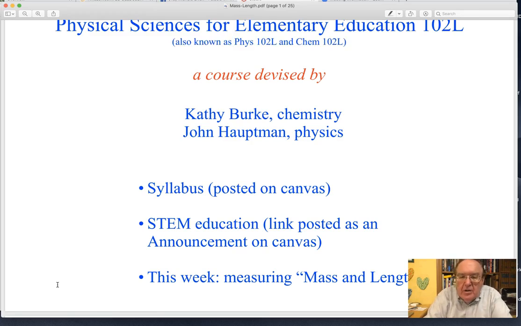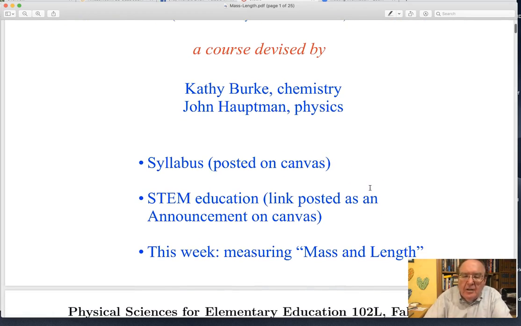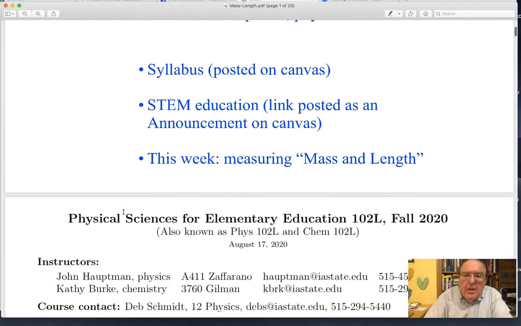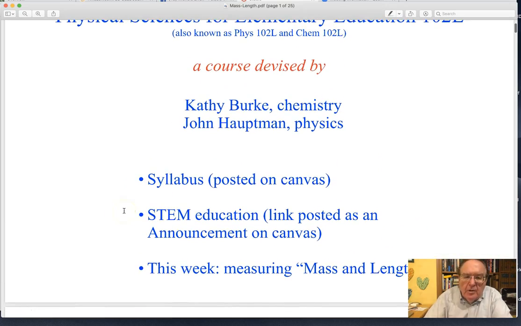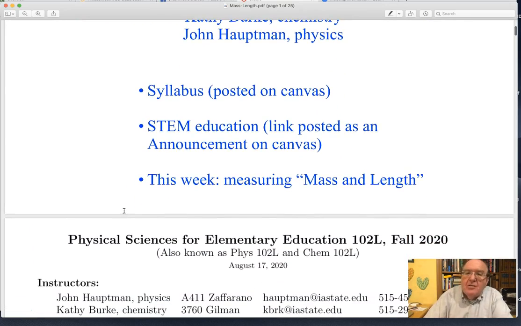So, this brief introduction, we'll have a syllabus. We'll discuss the syllabus a little bit, which is posted on Canvas, so you can read the whole thing. I've also included a STEM education link about the importance of STEM education. STEM stands for Science, Technology, Engineering, and Mathematics. And then I'll follow this introduction of the syllabus with the beginnings of the first week of the physics part, which is measuring mass and length.